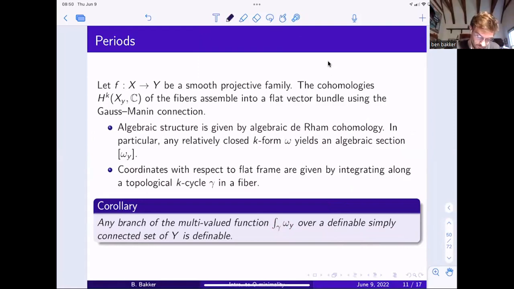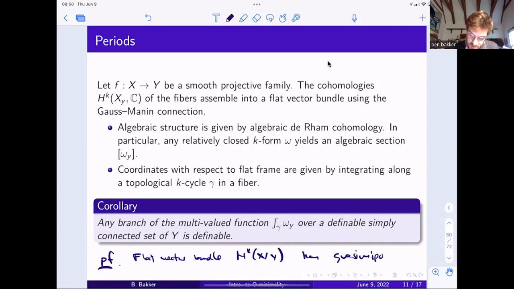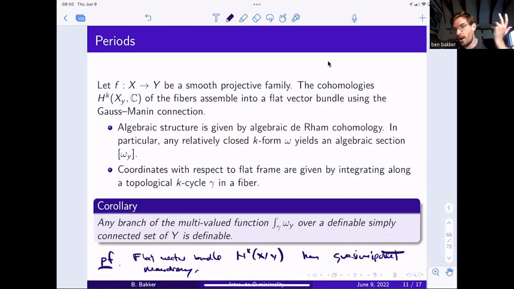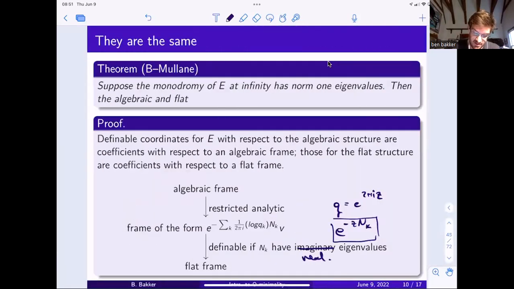And what's the proof? The proof is that this flat vector bundle, given by these cohomologies, let me just write it like this, X over Y has quasi-unipotent monodromy. This is an important theorem in the theory of pure polarized integral variations of Hodge structures. What does quasi-unipotent mean? Quasi-unipotent means that all the eigenvalues of the monodromy at infinity are roots of unity. In particular, they're norm 1. So they satisfy the hypothesis of this theorem.